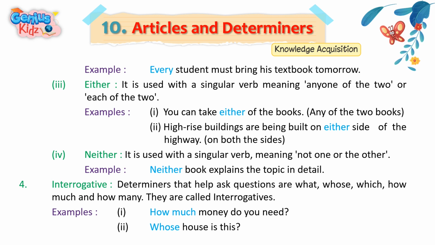4. Interrogatives. Determiners that help ask questions are what, whose, which, how much and how many. They are called interrogatives. Examples: 1. How much money do you need? 2. Whose house is this?